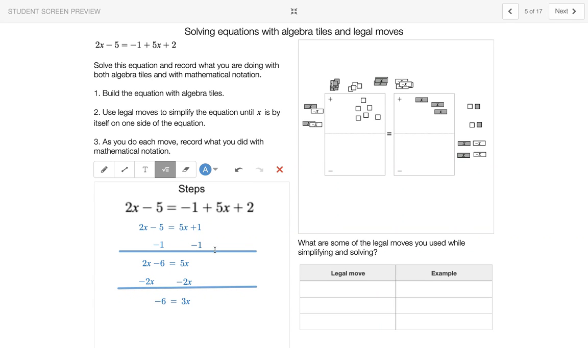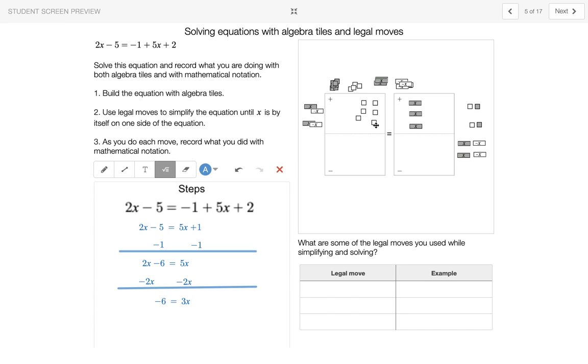So now we're almost at the end of our problem. We notice that -6 equals 3x, but we want to find out what x equals by itself. So what I'm going to do now is divide up the tiles that are remaining on both sides of the equation, on each expression mat.